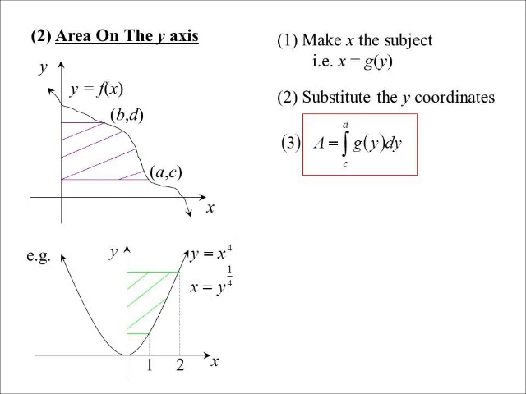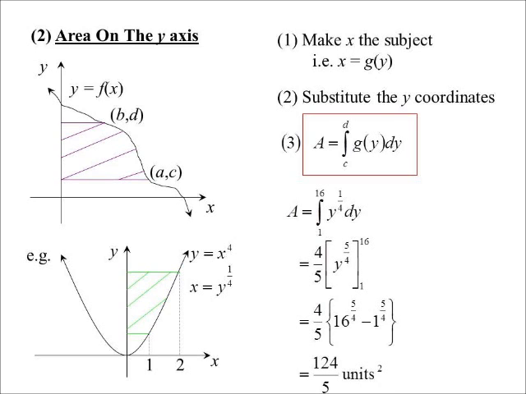So first of all, rearranging that, making x the subject, that'll become y to the power of a quarter. And I'll be integrating from the y values. So 1, well, it's still 1. But when we sub 2 into that equation, we get 16 for the y value. So add 1 to the power over the power, sub in 16, minus sub in 1, and we come up with our answer.